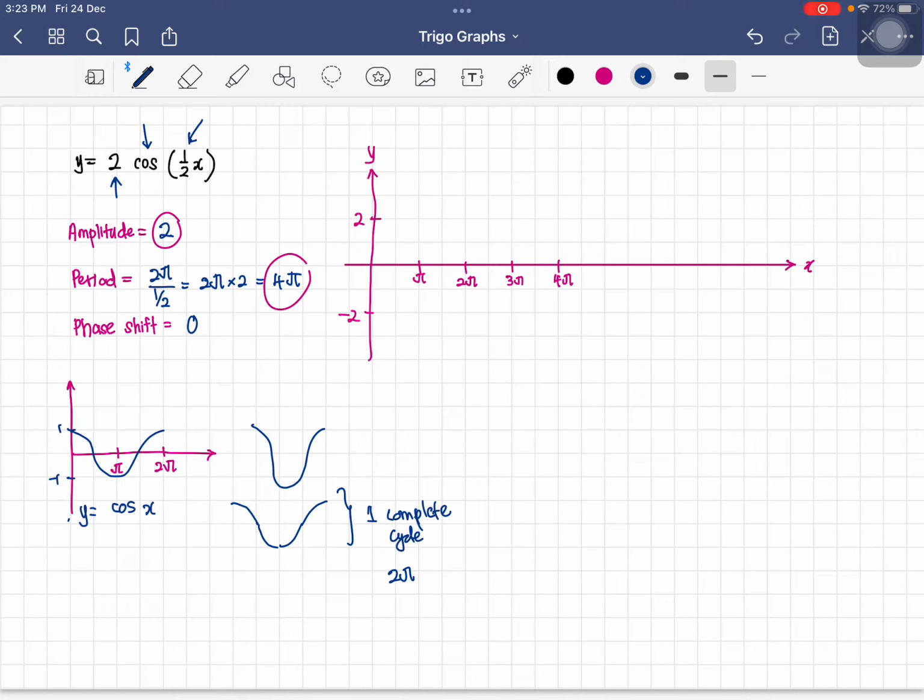So how do I draw the graph for this one? We should know that we are aiming to sketch this kind of graph. But since our period is 4 pi, it means that one complete cycle is within 4 pi. So it starts with 2, goes to this one, and then it will go to this. Now we got the one complete cycle for the cos, and the amplitude is actually 2. So that is your amplitude, and that's it for this one.